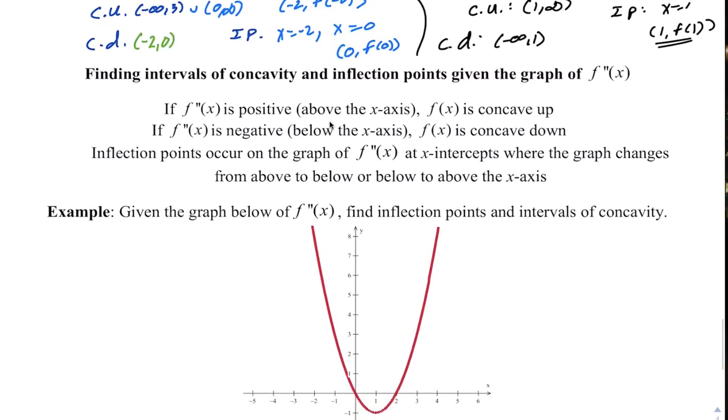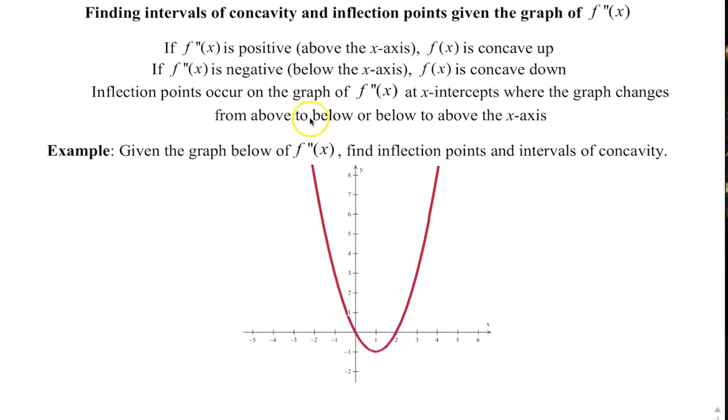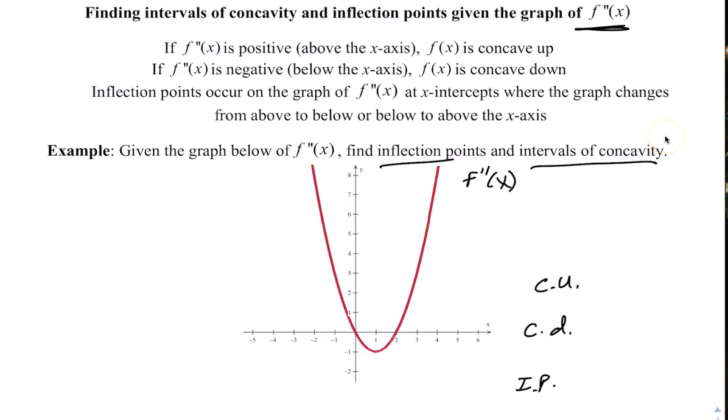Now we'll finish up with a fairly easy one. How to find intervals of concavity and inflection points given the graph of the second derivative. So this is straight out of the definition, right? If I give you the second derivative, like, hey, here's the second derivative, where's it concave up and down, and where's the inflection point? Right? This is straight definition. So if you don't notice, I can't help you.